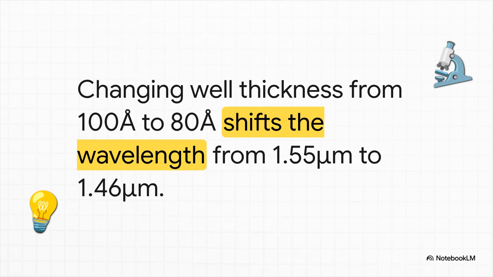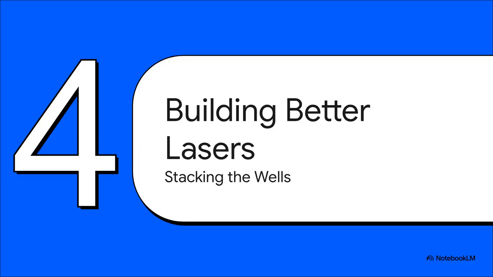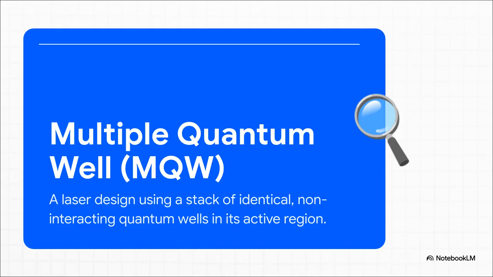Okay, so we've got this incredible new principle. But how do we turn a single, ridiculously thin quantum well into a powerful, high-performance laser that we can actually use? Well, the answer is pretty simple. We stack them. And this leads us to the multiple quantum well, or MQW, structure. The whole idea is to take everything that's great about a single quantum well and just multiply it, creating one bigger, more powerful active region by layering several of them together.